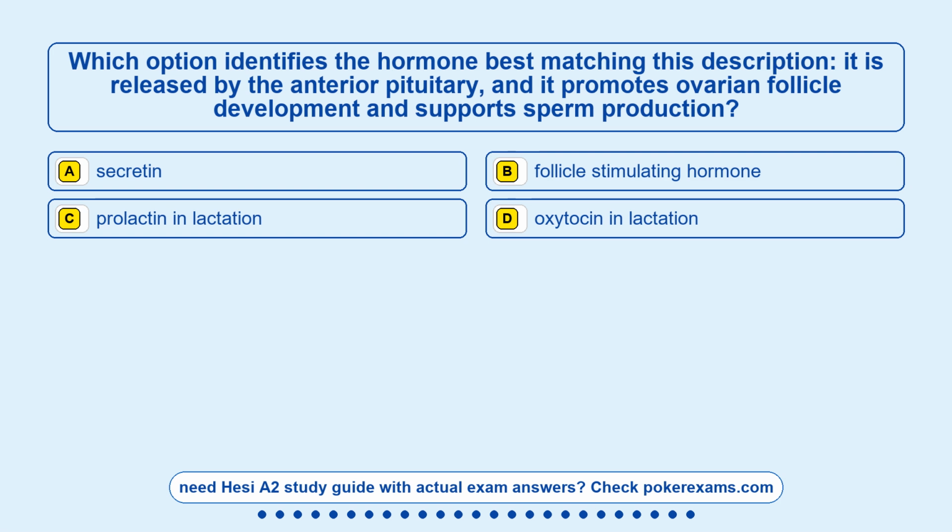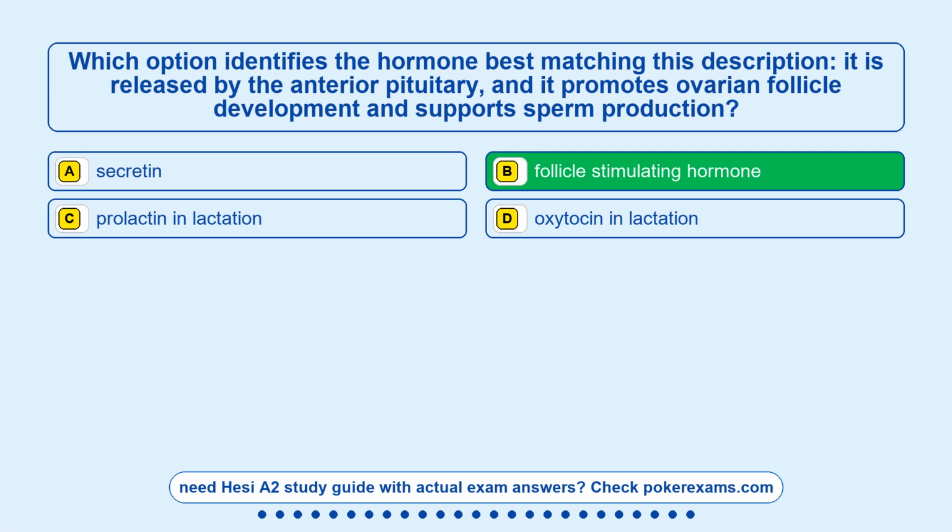Question 2. Which option identifies the hormone best matching this description? It is released by the anterior pituitary, and it promotes ovarian follicle development and supports sperm production. Option A, secretin. Option B, follicle-stimulating hormone. Option C, prolactin in lactation. Option D, oxytocin in lactation. The correct answer is option B, follicle-stimulating hormone.